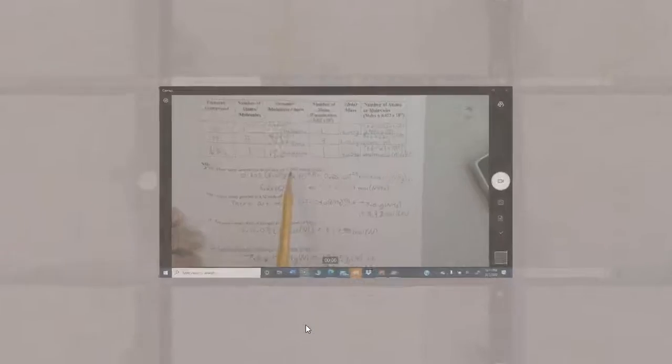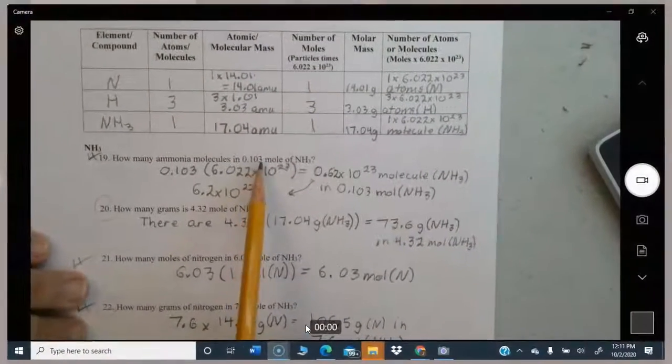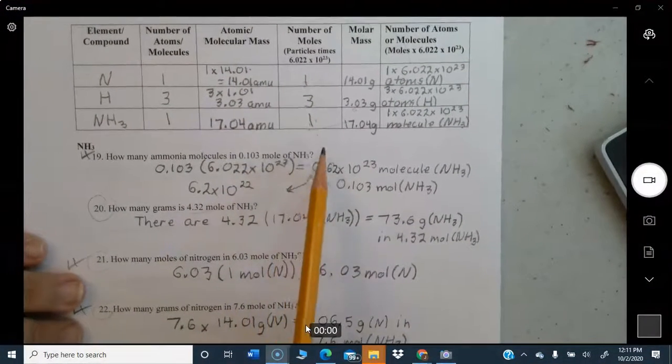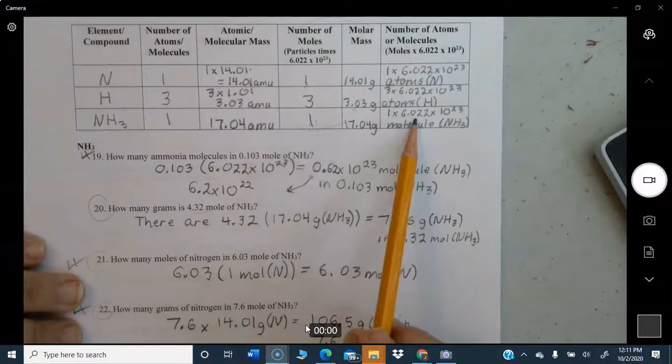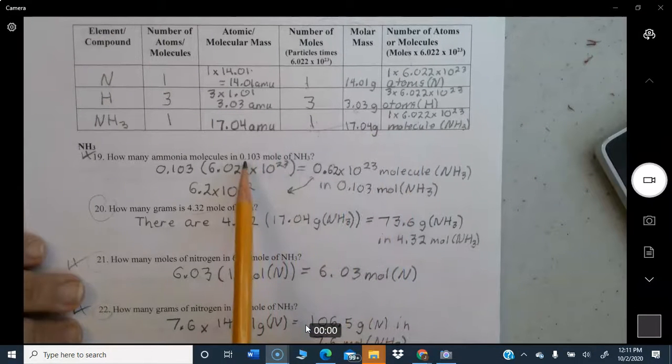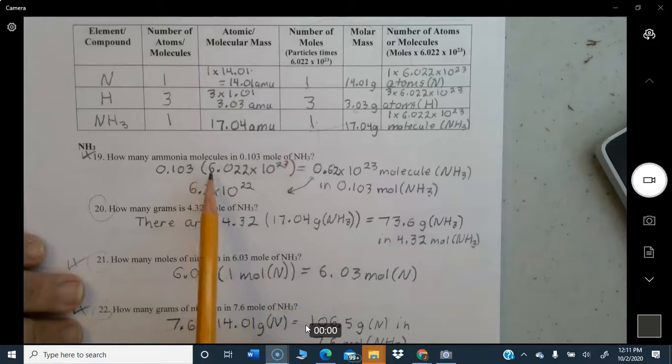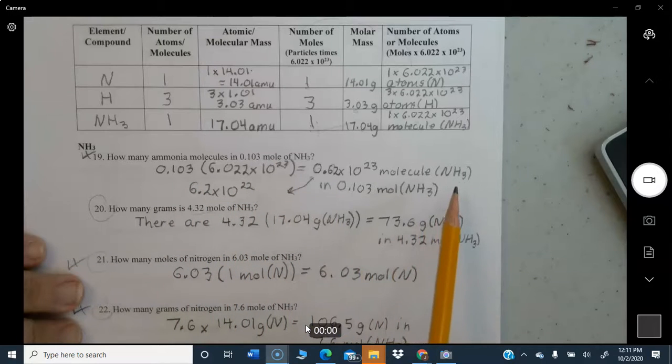All right, so how many ammonia molecules in 0.103 moles of ammonia? In 1 mole, there's 6.022 times 10 to the 23rd. If you only want 0.103 moles, then you multiply that number by 0.103, and it gives you this number over here, which you adjust the decimal. 6.2 times 10 to the 22 molecules of NH3 in 0.103 moles of NH3.